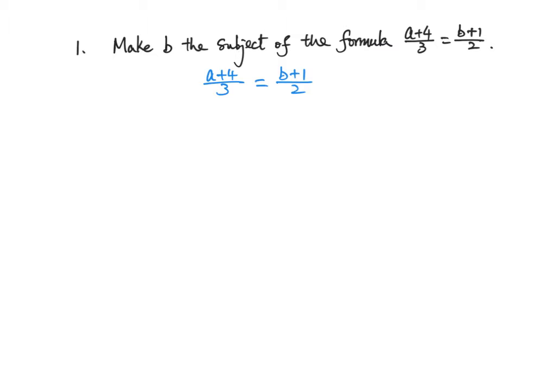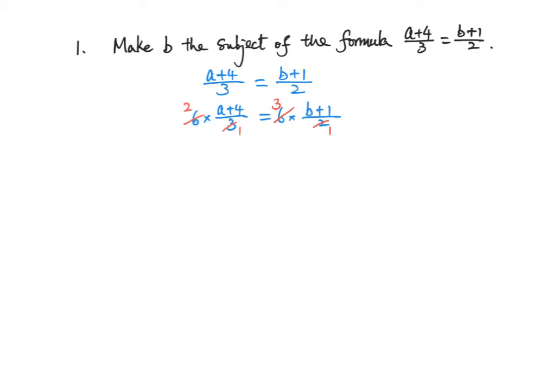Here, the denominators are 3 and 2. So the product of 3 and 2 is 6. So we multiply 6 on both sides: multiply 6 on the left hand side, and multiply 6 on the right hand side. On the left hand side, 3 and 6 can be cancelled, so 2 is left. And on the right hand side, 2 and 6 can be cancelled, so 3 is left.